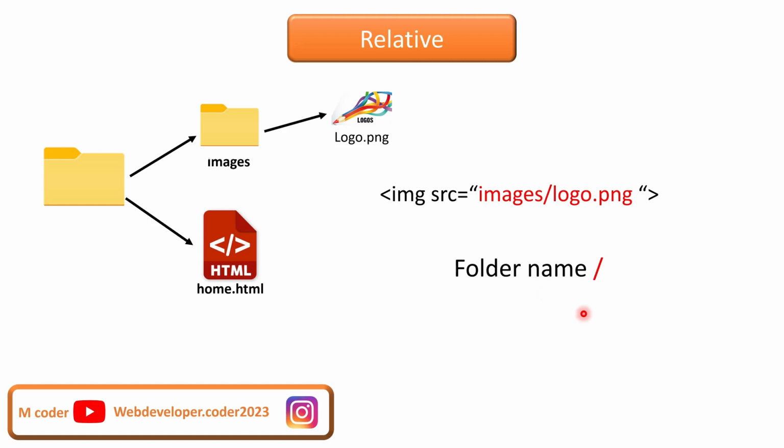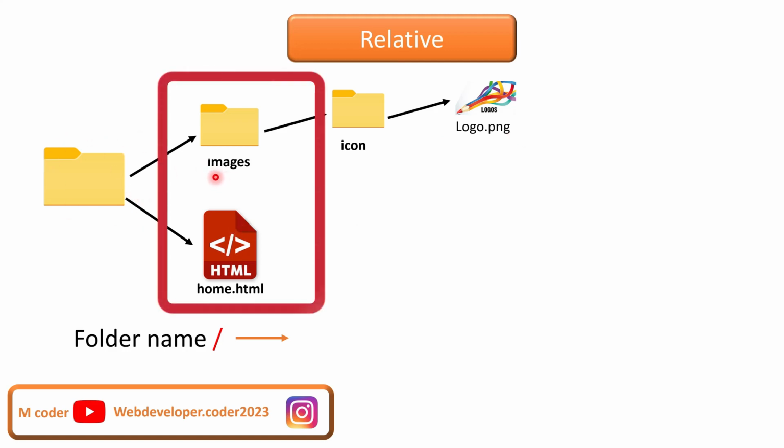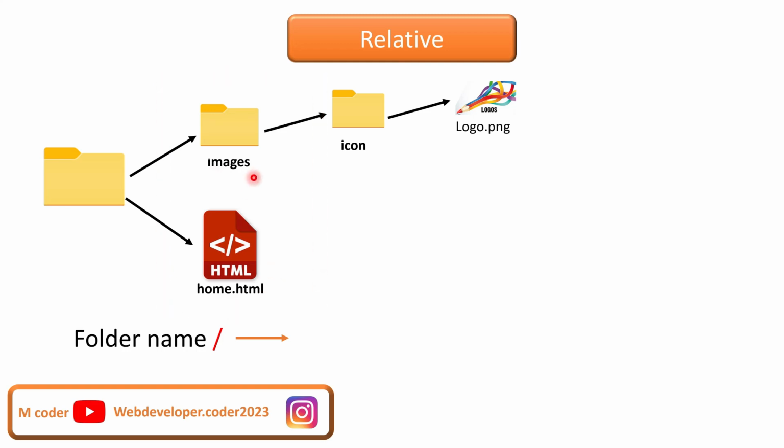Now let's give a more complicated example. For example, we are going to enter two folders. We want to go to the logo.png file from the home page. Where is this logo file? As you see, we have a web folder inside which we have an images folder and a home.html file, and in the images folder we have an icon folder which contains an image named logo.png.